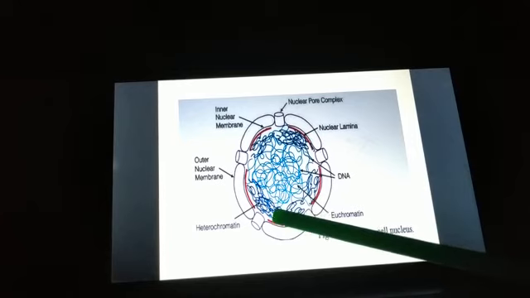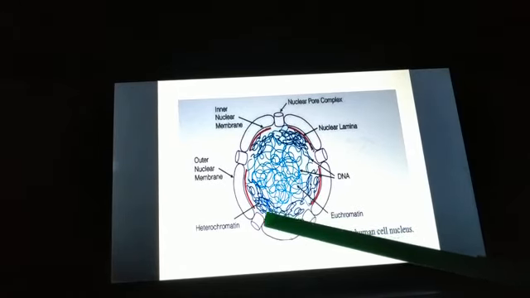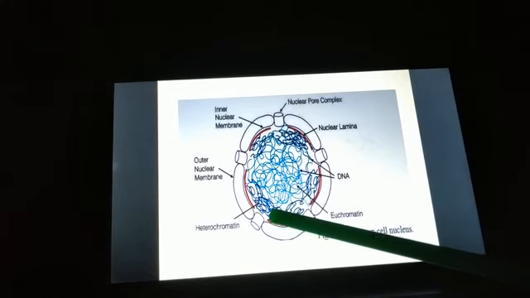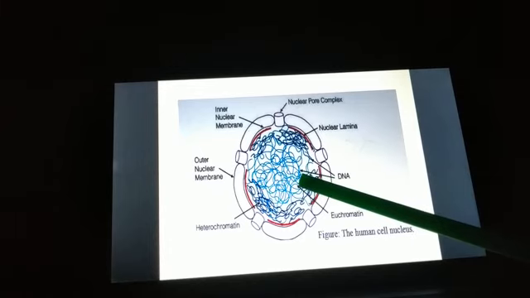And in your textbook, they have only mentioned that heterochromatin are densely packed and darkly stained, and euchromatin are loosely packed and lightly stained.